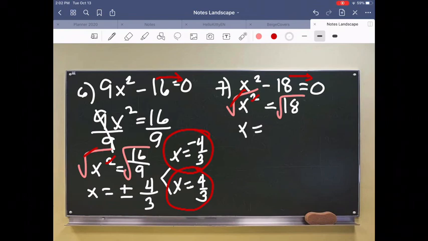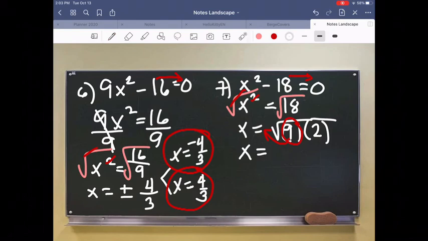Ano bang mga factors ng 18? Ano ba yung dalawang numbers na pag minultiply mo ay 18. So, pwedeng 1 and 18. And pwede ring, okay, 9 times 2. Okay. So, 9 times 2. Okay. Take note, class, na ang 9 dito ay what? Ang 9 dito ay perfect square. So, ano ba ang square root ng 9? Di ba 3? Okay, so pwede yung 3, itong 9, ilalabas natin.